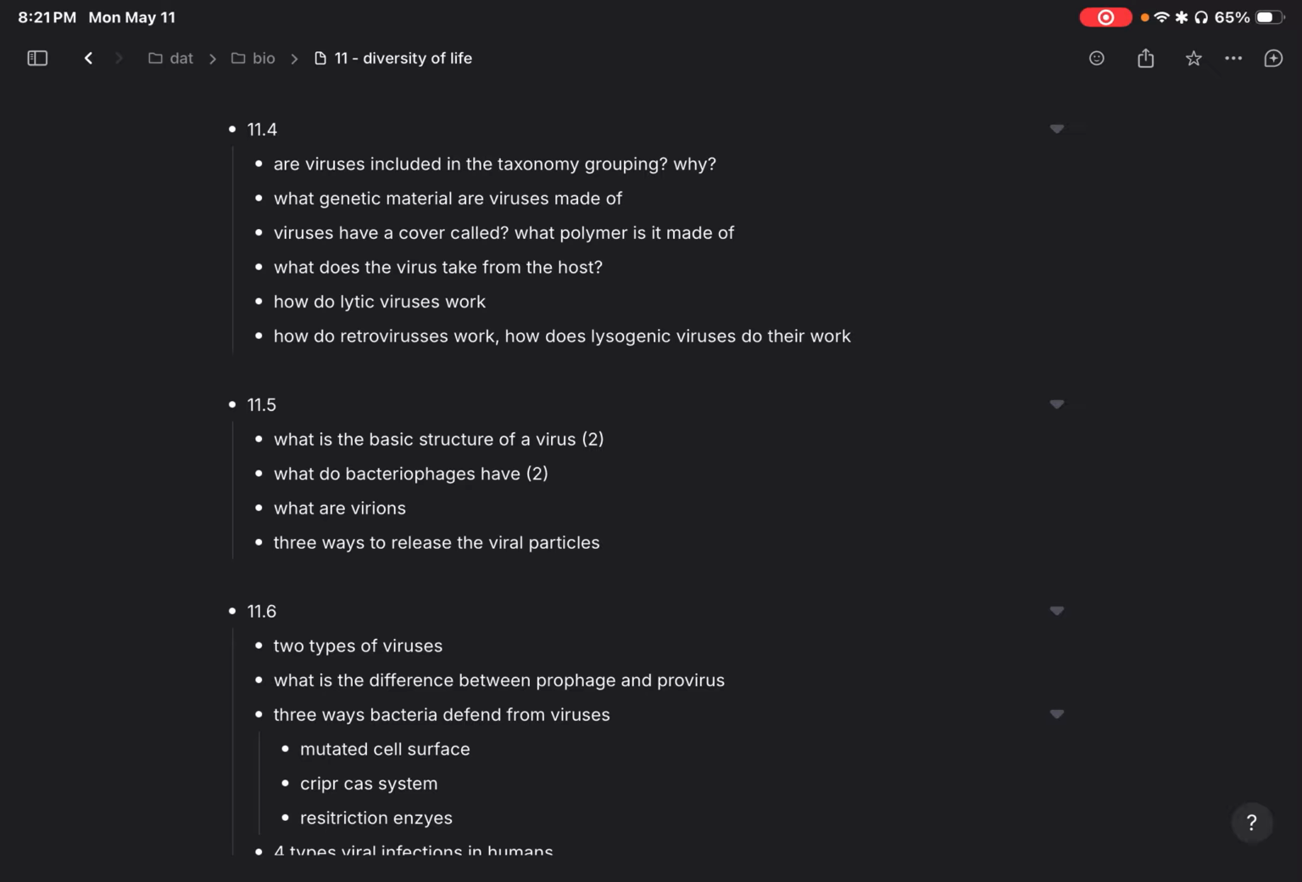How do lytic viruses work? So they're gonna go inside the cell and they're gonna replicate, and then they're gonna lyse out of it. They're gonna explode the cell. How do retroviruses work? So they're gonna do reverse transcription. They're gonna go into the cell and hijack the machinery and make DNA out of RNA. And then lysogenic viruses, they'll go in, then they'll integrate themselves as part of the DNA.